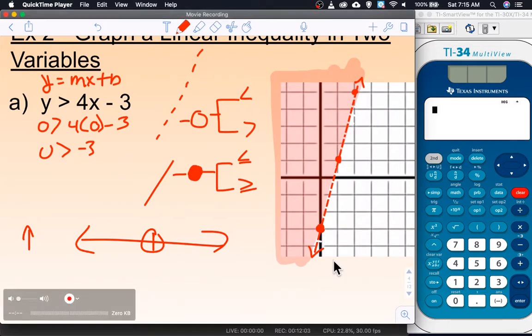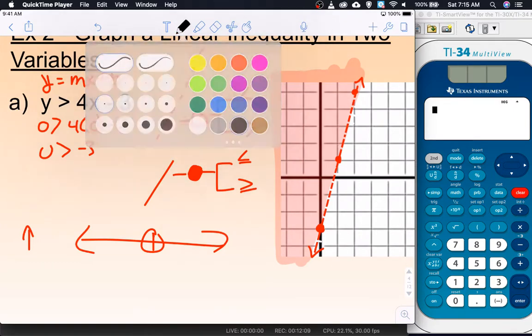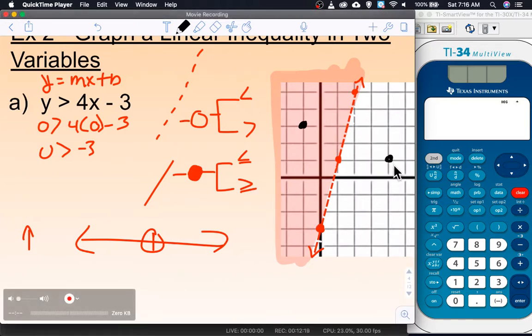And that's it. Now, one thing to mention while we're here. So that point is definitely a solution. It's in the shaded region. This point is definitely not a solution. It is not in the shaded region.